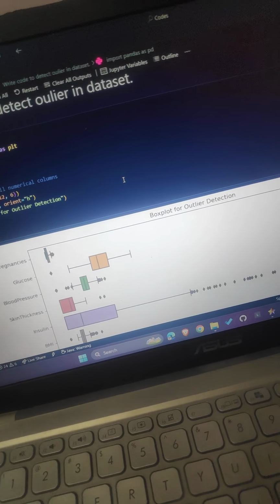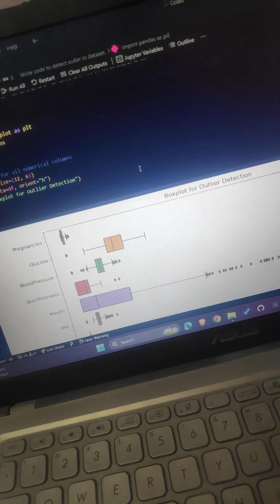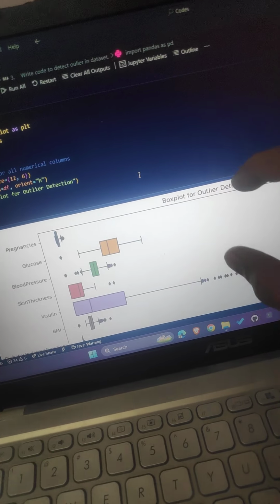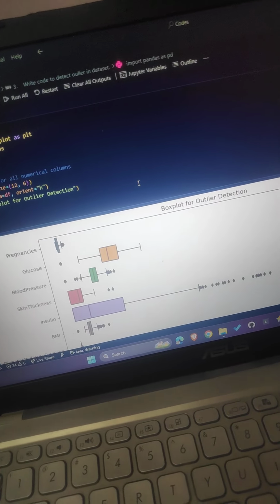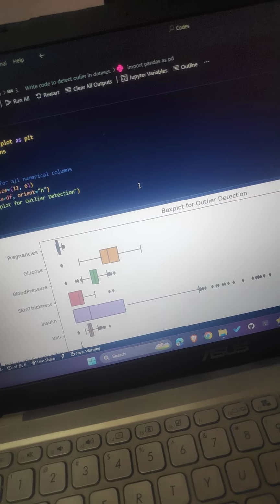So this is the concept of the outlier, and this is also the method to detect the outlier and visualize it using the box plot. So the box plot is basically used to detect the outlier and visualize it.